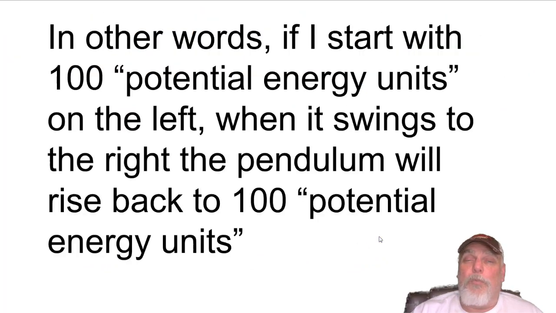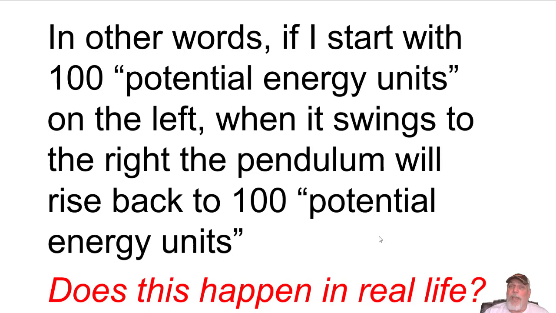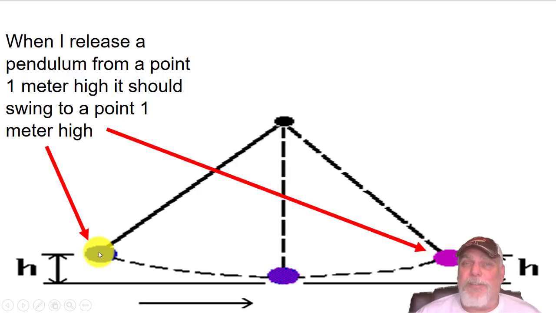So in other words, if I start with 100 potential energy units on the left side of the pendulum, when it swings to the right side of the pendulum, it should rise back to 100 potential energy units. No higher, no lower. However, does this happen in real life? When I release it to here, if this is a real life pendulum, is it going to swing all the way back up to 1 meter here, and then swing all the way back to 1 meter here, and then all the way back to 1 meter, and just keep swinging back and forth forever and ever?